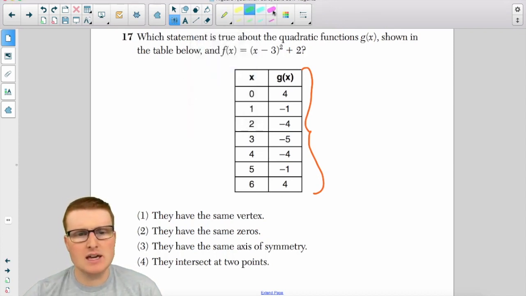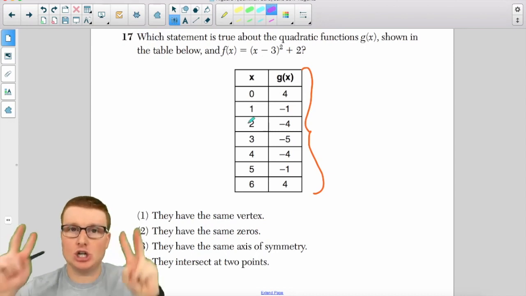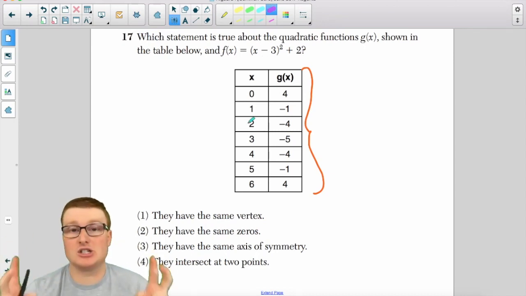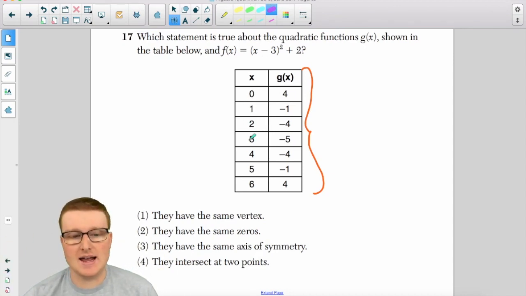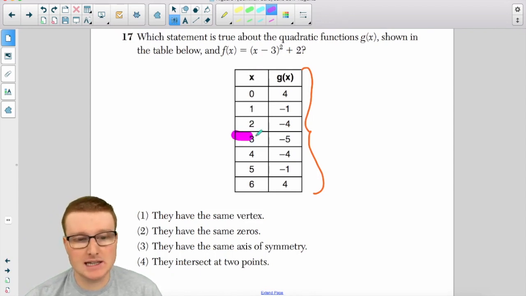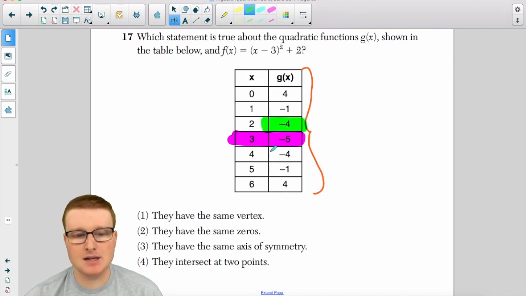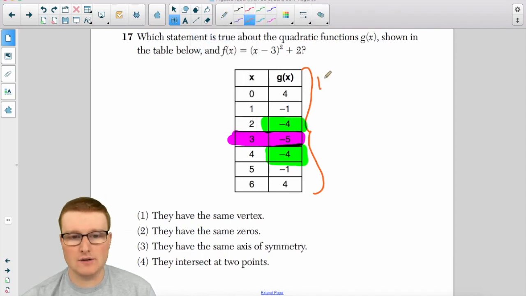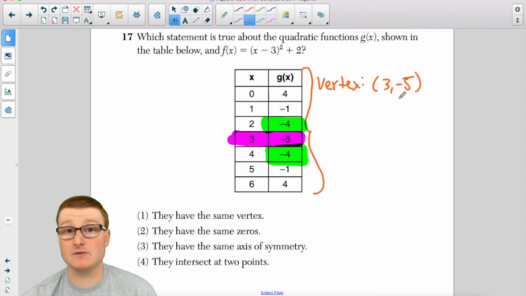What you're going to do is find the turning point. That's another word for vertex, the turning point of the quadratic. And the turning point is clearly (3, -5). Why? Because the y values are the same on the top and the bottom of the -5. So the vertex of g of x is the point (3, -5).